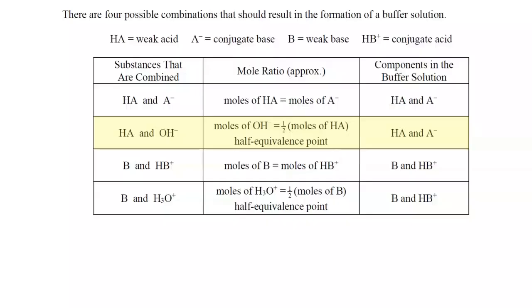In our next example in the table, you could combine the weak base and the conjugate acid in a 1-to-1 mole ratio. And then the last example listed in this table is you could combine the weak base and a strong acid in a mole ratio such that the number of moles of the strong acid, or the hydronium ion, is half as much as the number of moles of the weak base, again resulting in that half equivalence point situation where you have an equal amount of both the weak base and its conjugate acid.